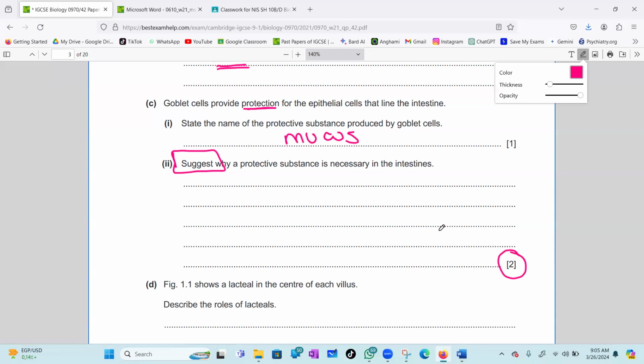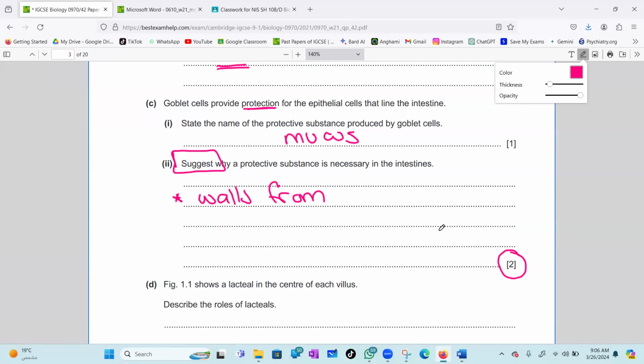To protect the walls of the small intestine from the basic juices. The juices, are they basic or acidic? Basic. No, the stomach produces hydrochloric acid to kill bacteria. But here we're talking about bile juice secreted. Goblet cells provide protection for the epithelial cells that line the intestine. State the name of the protective substance. Okay, if you said that, it will protect from acids, from change of pH in general.